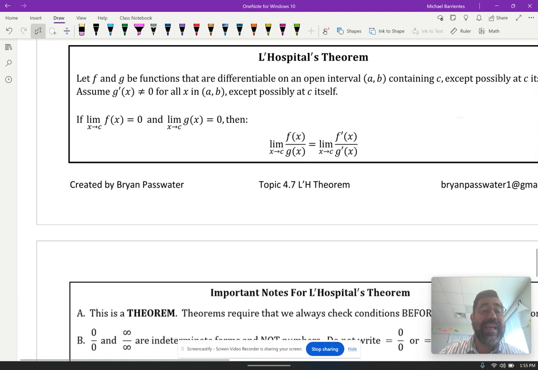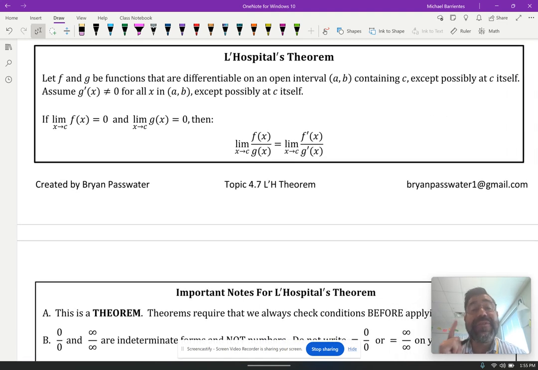L'Hopital's rule says, if you have two functions, they have to be differentiable, meaning I have to be able to take the derivative on an interval from a to b. And inside a to b, there's an x value called c. So as long as it's differentiable on all values between a and b, possibly at c, possibly not, and as long as the derivative of the bottom part is not equal to 0 for all x's, except maybe at c itself, then here's what we know.